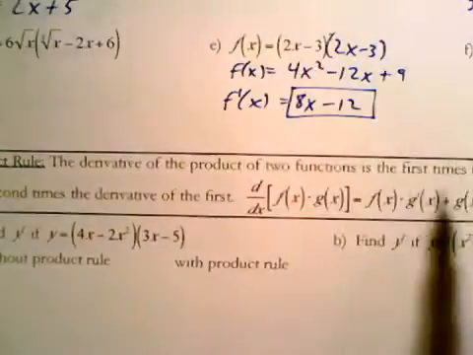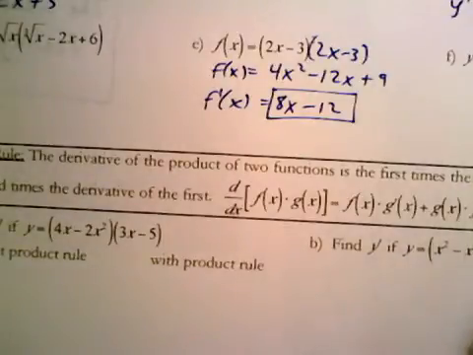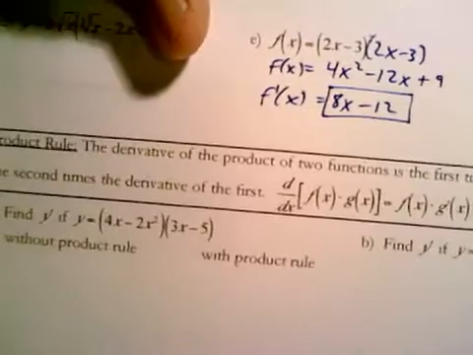Okay, so f prime of x is 8x minus 12, and that's it. Okay, and then do the same thing over here. No, we're not going to do that. So we're going to skip on down to the product rule.